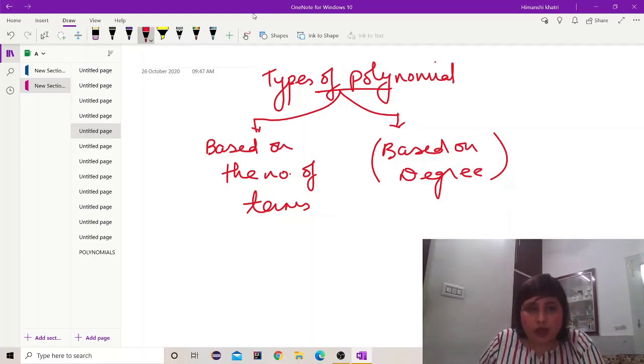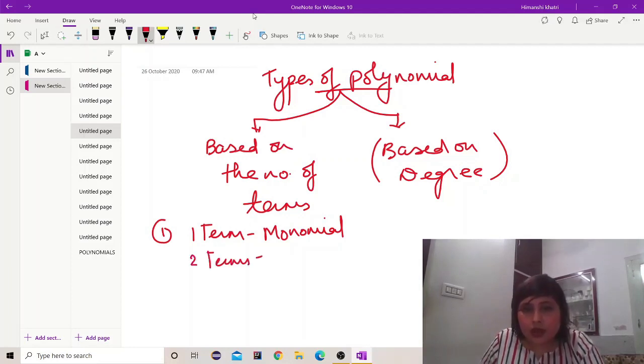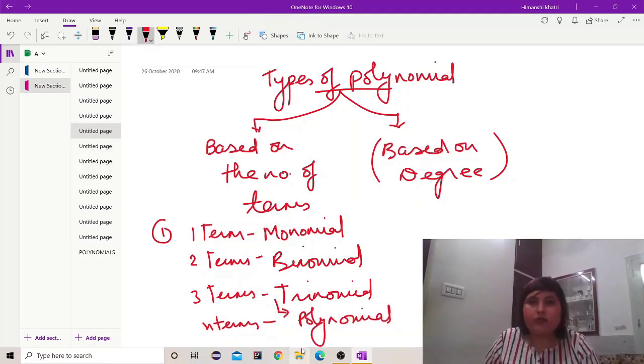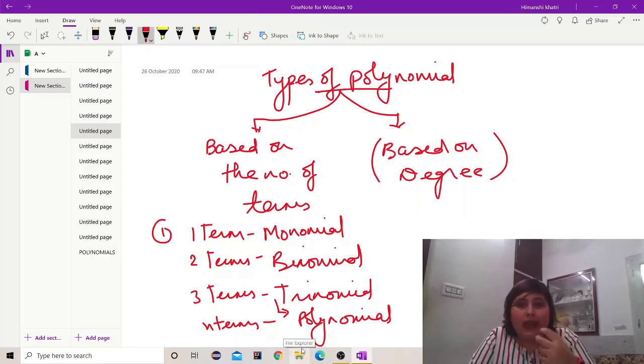So if a polynomial has one term, then it is called a monomial. If a polynomial has two terms, then it can be called a binomial. So these are the types of polynomial based on the number of terms. If we have 3 terms, then we'll call it a trinomial. And similarly, if we have n number of terms, or many terms, then we'll call it, it is a name given only, polynomial. Okay, so polynomial means many number of terms.